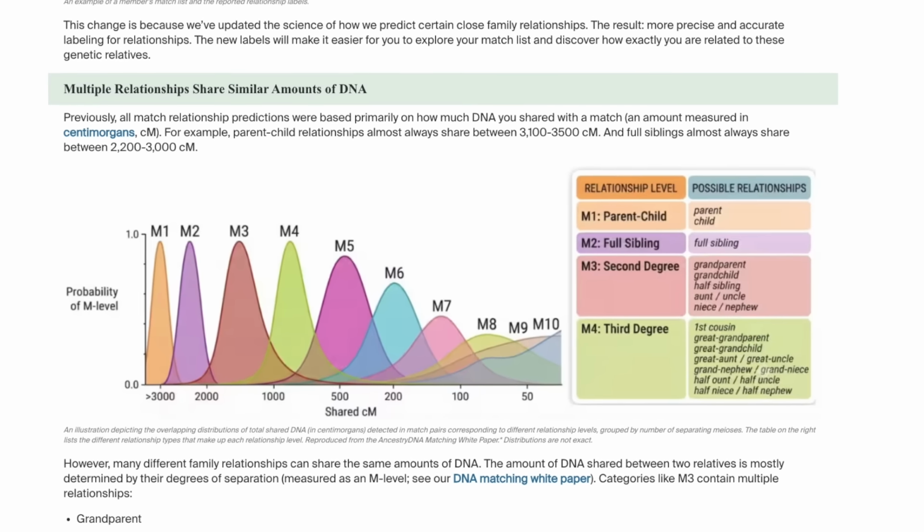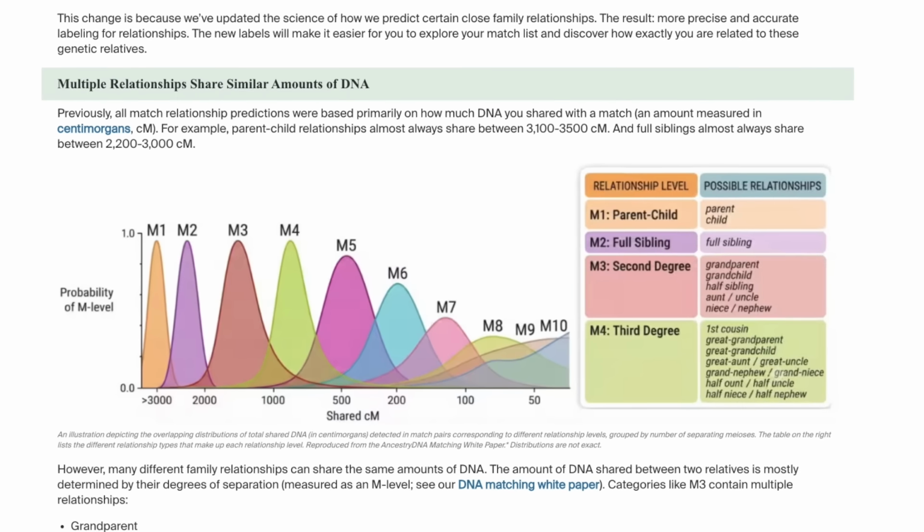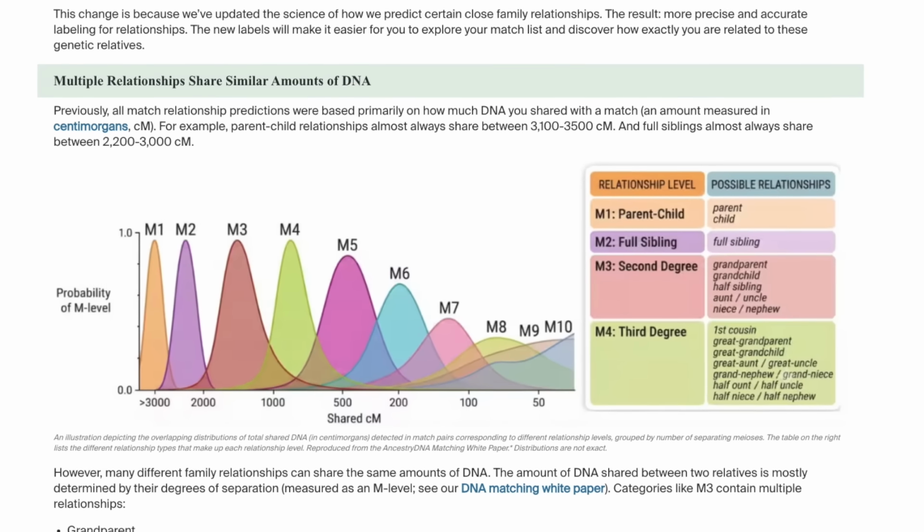If it's within M4 or closer, how well are they going to be able to define that versus before? Because before, if you had a full sibling or a parent-child match, it was pretty straightforward that it's going to be one of those. But if you have one of these M3 or M4 relationships, then it's your first cousin, but why does it say great aunt, great uncle or something like that? So this should hopefully be a big help for people that have some of these closer matches where they really aren't sure how they're related.